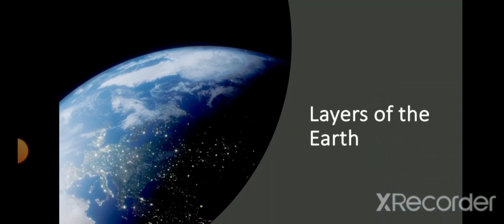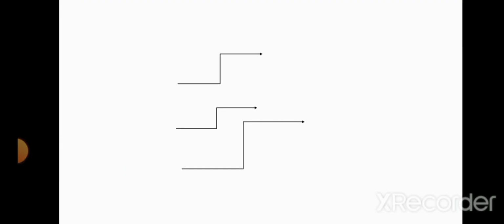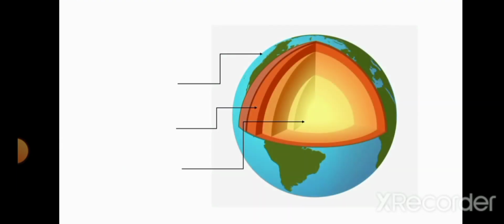Layers of the earth. Let's begin. Our earth is made up of three layers: crust, mantle, and core. Crust, mantle, and core. These are the three layers of the earth. Now let's study about them one by one.